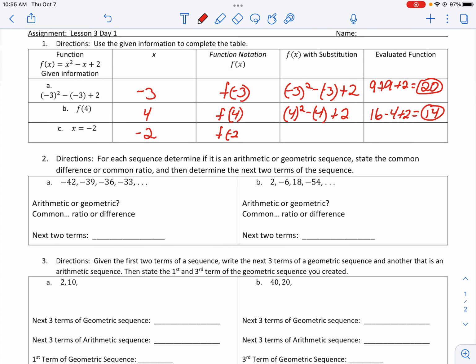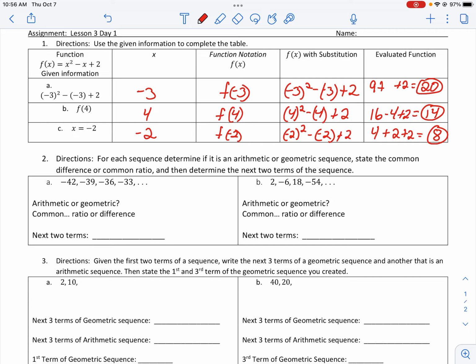Last one, they specifically tell you x is -2. So wherever you see x, replace it with -2. And as we get ready to evaluate this, watch your negatives. (-2) squared is 4. Two negatives make a positive. Plus 2. So 4 plus 2 is 6. 6 plus 2 is 8.